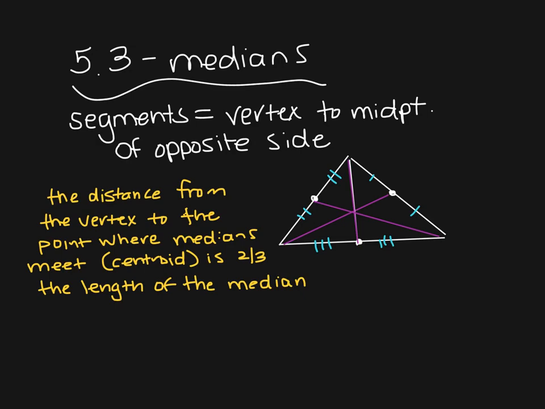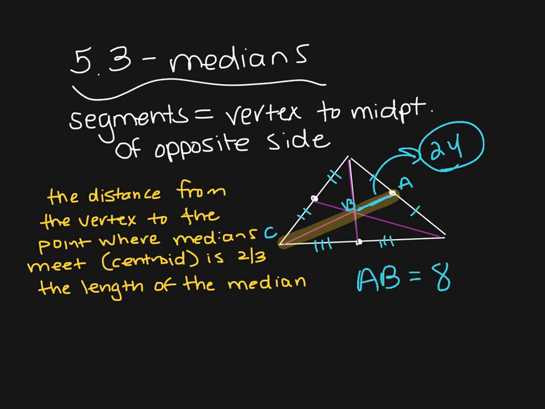So if you were told something like this segment was 24 in length, and it wanted you to find, let's say this ABC, and it wanted you to find AB, AB would be 1/3 of that 24, so AB would be 8. And if it asked for BC, BC would be 2/3 of that 24, so 24 times 2/3. You can either divide by 3 and then multiply by 2, or multiply by 2 and divide by 3. Either way, you should get 16. So just be careful what it asks for, if it's asking for the 1/3 part or the whole thing.